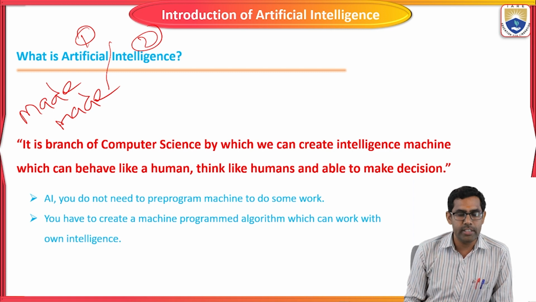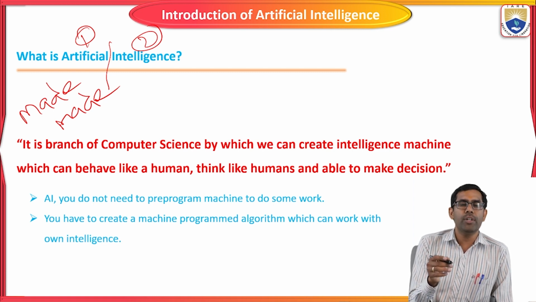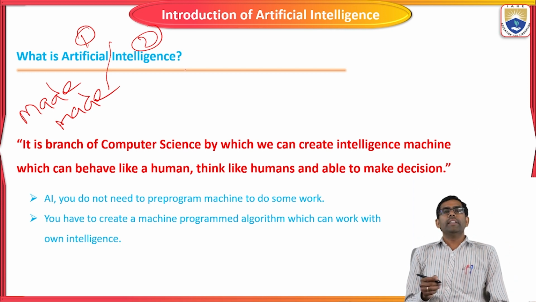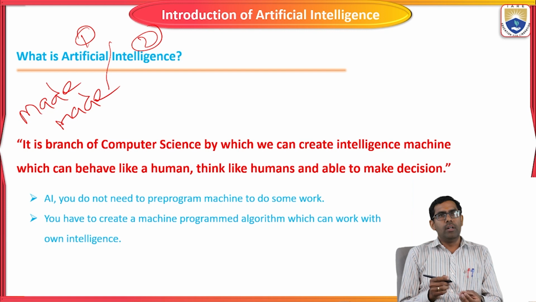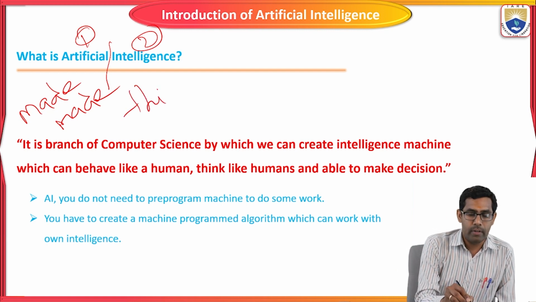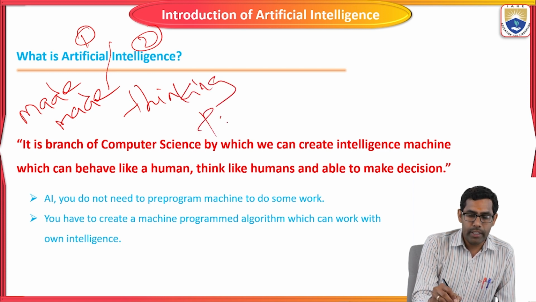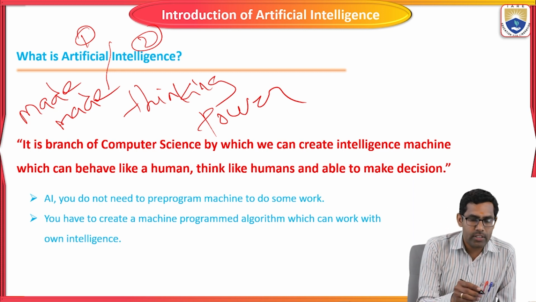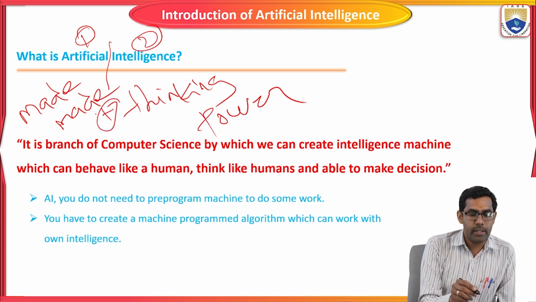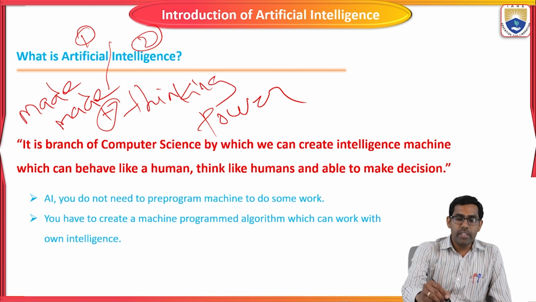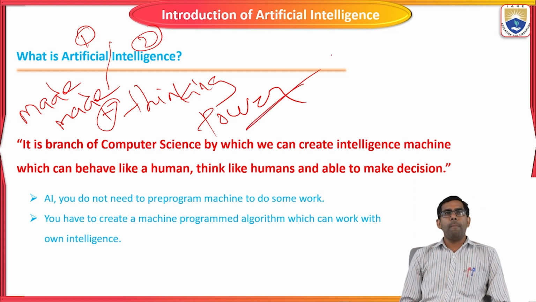The second one is intelligence. So what is intelligence? The machine made by the human should be able to think like a human. That is a thinking power. So what exactly is the definition of artificial intelligence? Put together the man-made and thinking power. Artificial intelligence is man-made thinking power. This is the exact definition of artificial intelligence.